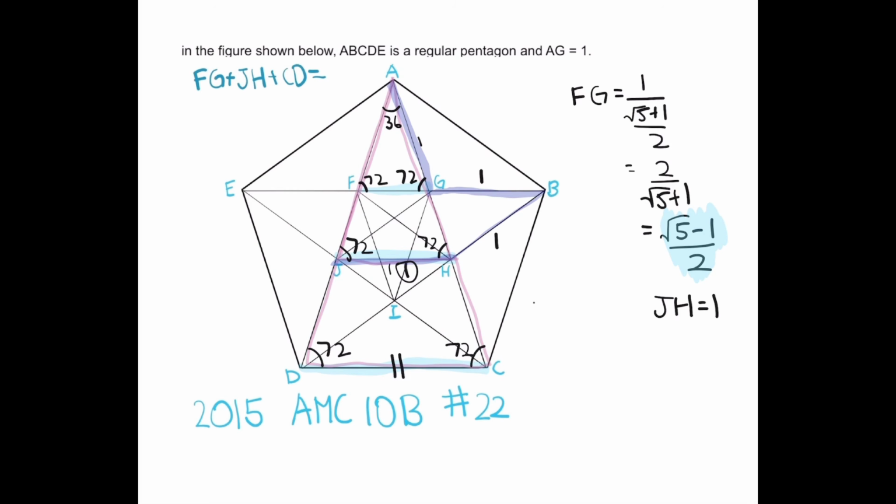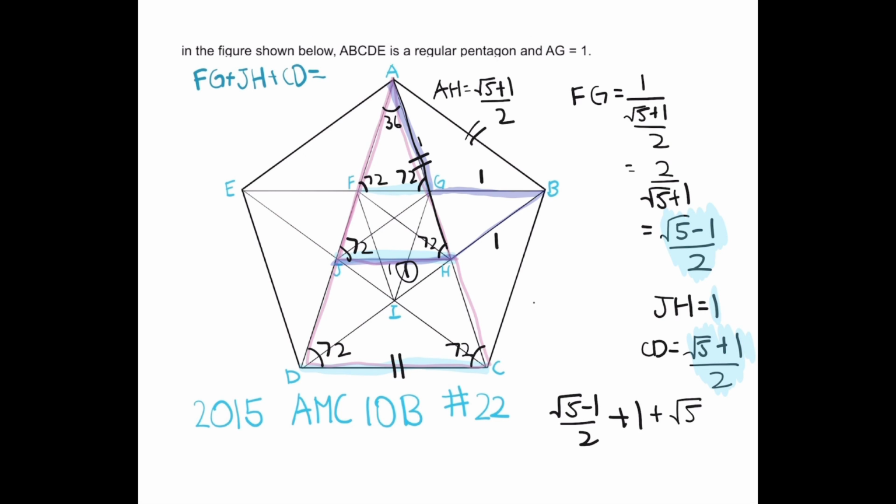So DC is actually congruent to side AB and side AH. So we know that from the 36, 72, 72 triangle, AH equals 1 times phi, which is (square root of 5 plus 1) over 2, because JH equals 1. So because CD is congruent, CD also equals (square root of 5 plus 1) over 2. So the sum of these three lengths would be, let me just highlight them. Okay. So if we add those all up, we get square root of 5 plus 1, and in the actual competition, it's letter D.